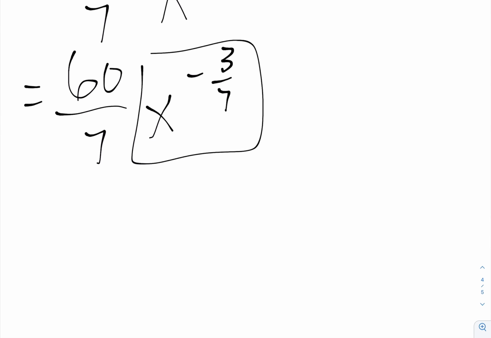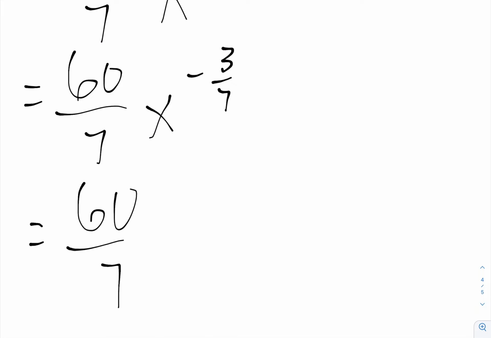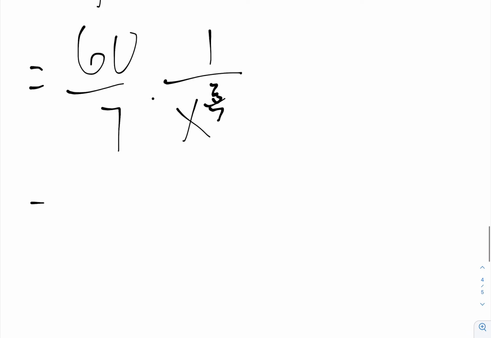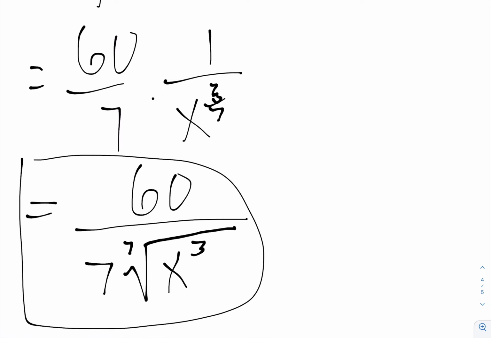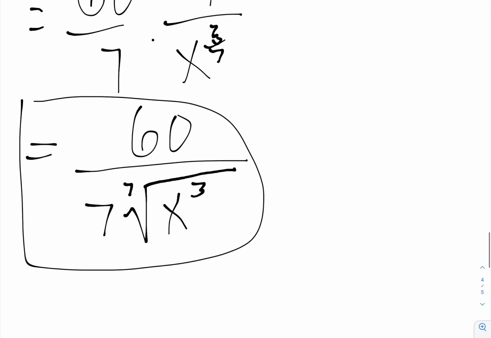Now let's write this as a positive exponent. So this is going to be 60 over 7 times 1 over x to the 3/7. Okay, so this is going to be 60 over 7, and if we write it as a radical, 7 times the 7th root of x cubed. So they can look kind of weird, but this is ultimately your solution there.